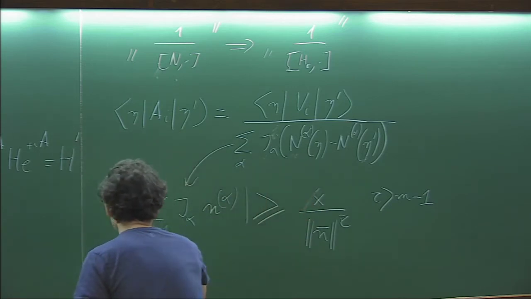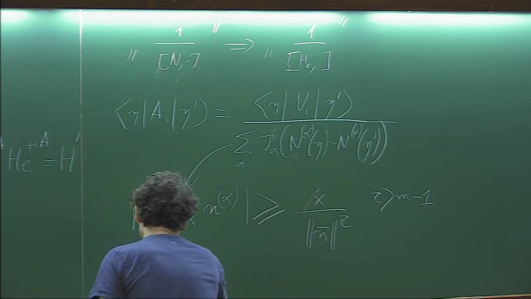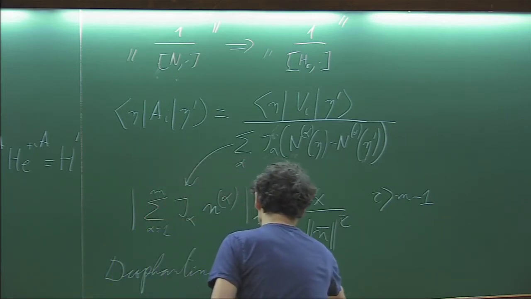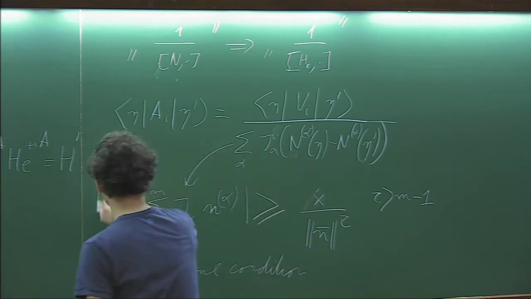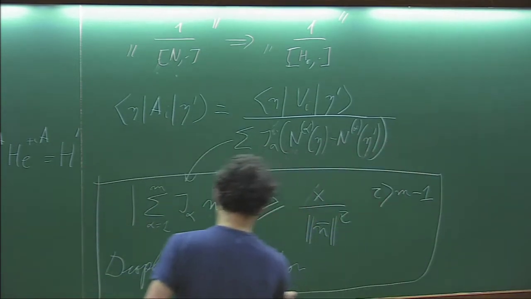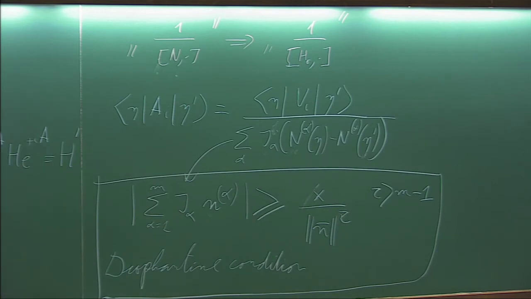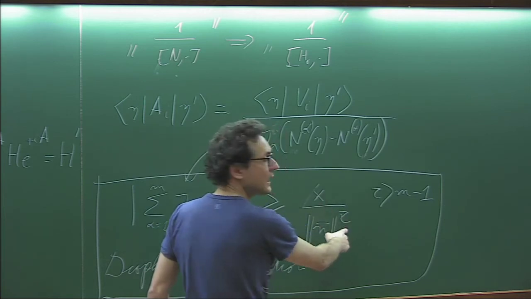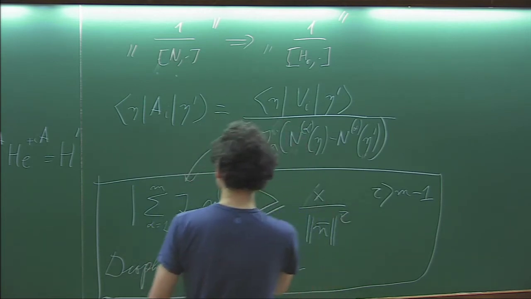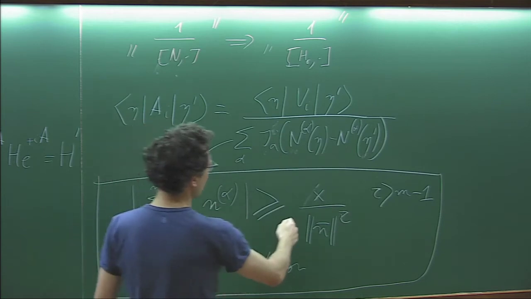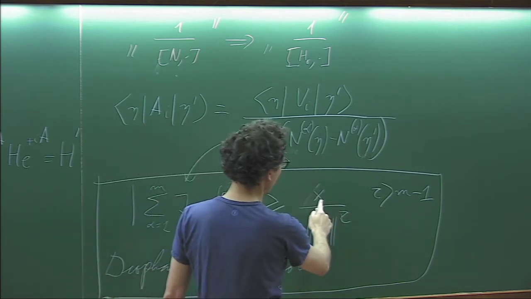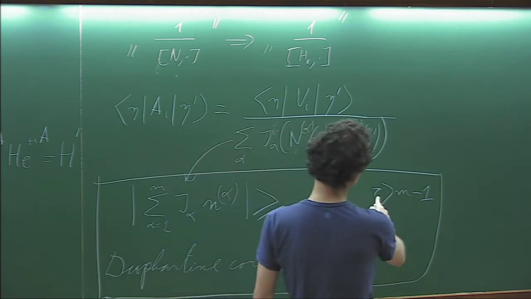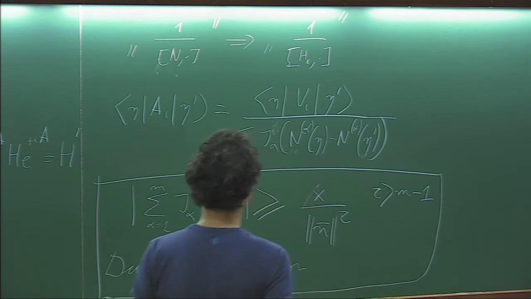So this thing here is what is called a Diophantine condition. And I assume this condition, so that means I say there exist x and a tau such that this is satisfied. And the point is, if you draw the j's randomly, let's say from the unit sphere or so, then with probability one, you can find some x that does that, given that you choose the tau not too small. Okay, very good.